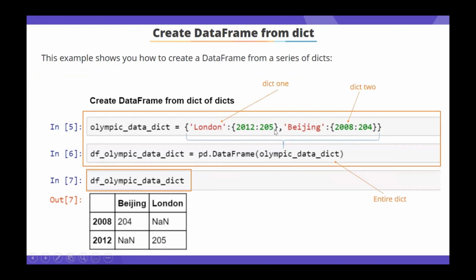And 2005, 205, and then the other is 2008 and 204. Then you can just define the data frame again: df is capital pd.DataFrame, and then pass on the Olympic data dictionary. Because of the mismatch, because the number is not matching, the index is not matching, you again see NA, not a number here. So just try out line number 5 and line number 6, and then print the value df Olympic data dictionary.